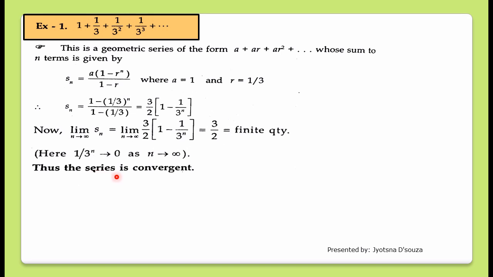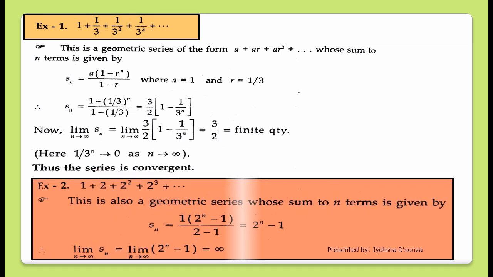Consider the second problem. If you see the series here, it is 1 plus 2 plus 2 square plus 2 cube plus etc. When you compare this series with the general form of geometric series, our a is equal to 1, ar is 1 into r, so r is equal to 2, ar square is 1 into 2 to the power 2, so we get 2 square, ar cube will be 2 cube, etc. So this is a geometric series. Once we have identified it as a geometric series, we have to find out Sn, the sum of the n terms.